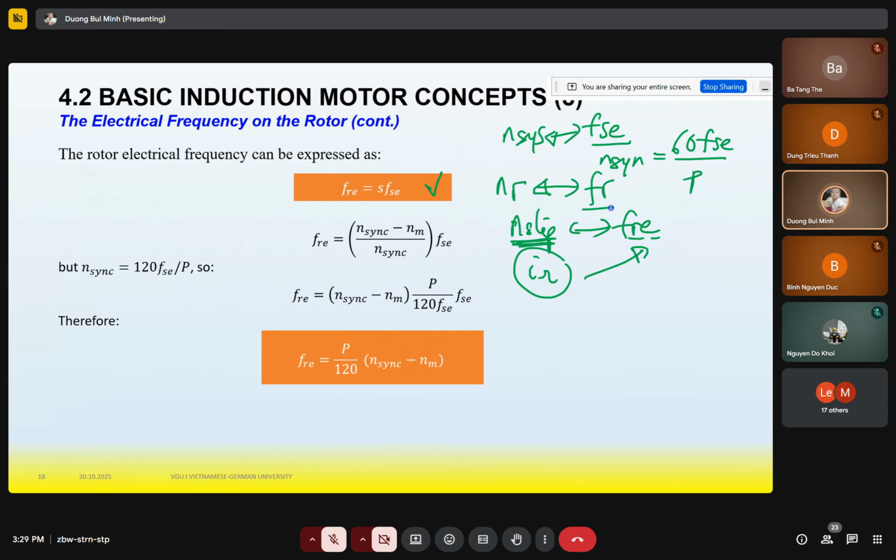So what does it mean? FR means rotor mechanical frequency. That means the rotor's mechanical frequency. This is the rotor electrical frequency. And we have N slip is S times N sync.